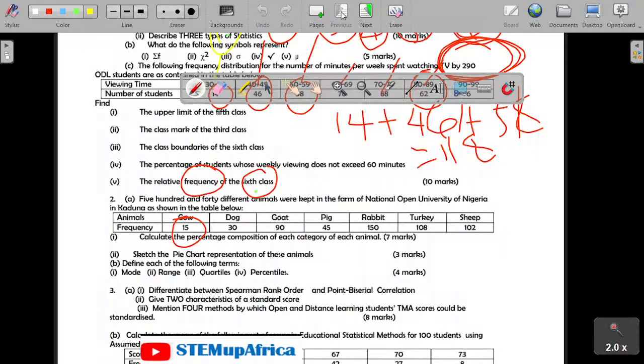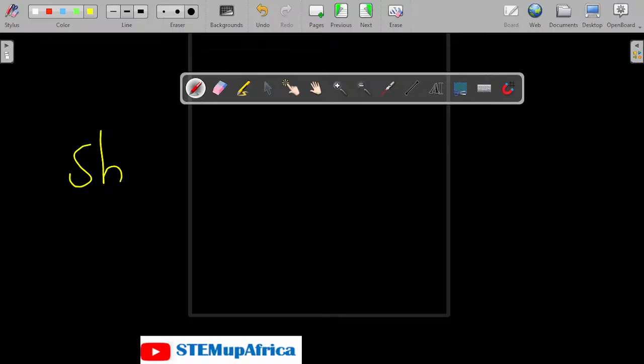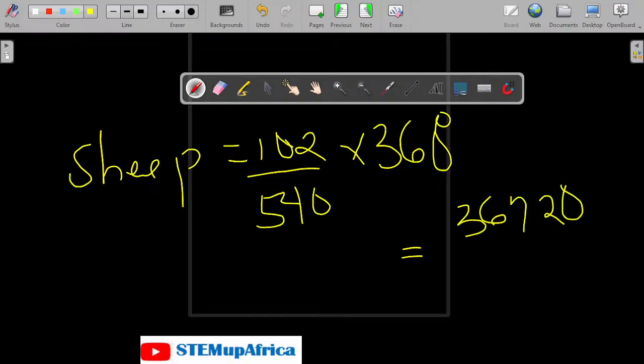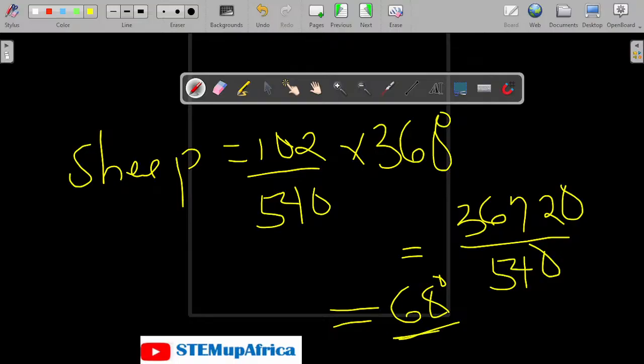This is how you continue each of them to the last one, which is sheep. So let's do the last one, the sheep. For sheep, the number of sheep is 102 over the total number of animals, 540, times the angle in the sector, 360. So I'm going to have 102 times 360, which gives us 36,720 divided by 540. If I divide, what will I have? I'm going to have 68 degrees. So this is what the question requires.